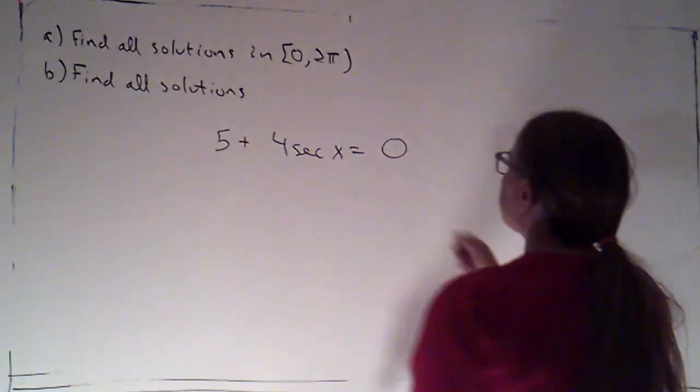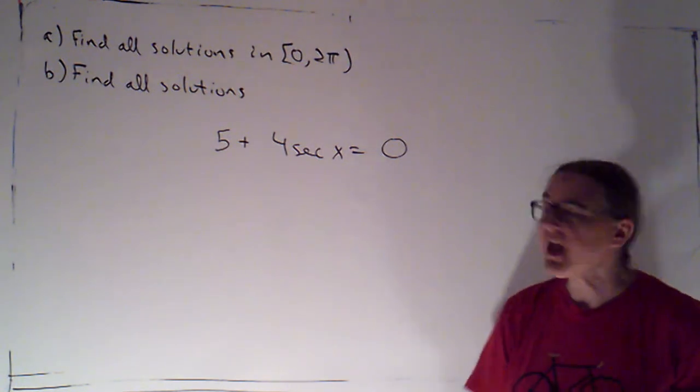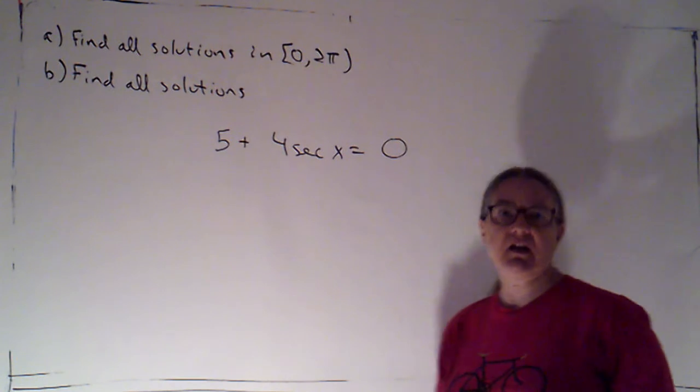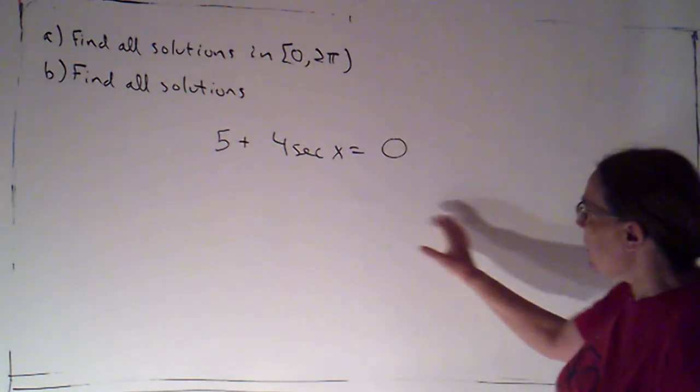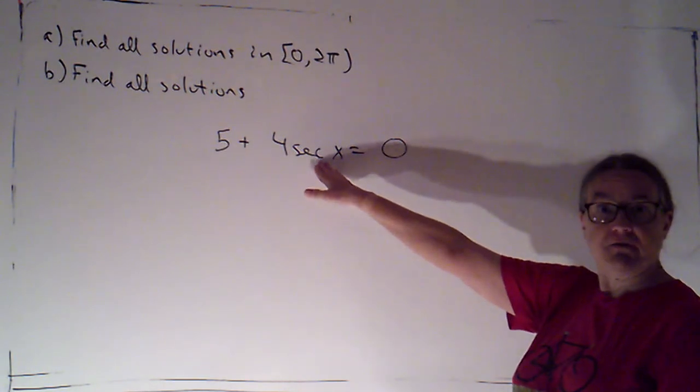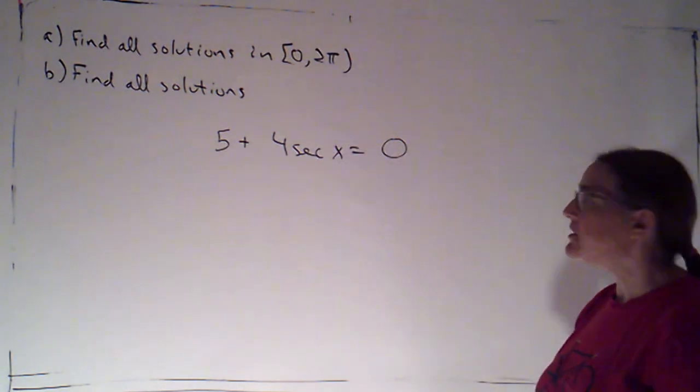Problem up here. This one's going to be mostly for you to try, but I want to do the first bit together just because I want to show you an option that you have. So we'll notice this is a linear trig function because the biggest power of our trig function is just the first power. So I want to isolate it.